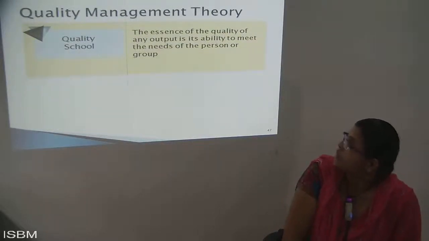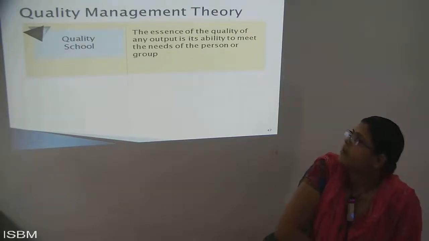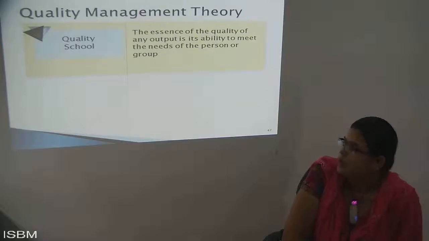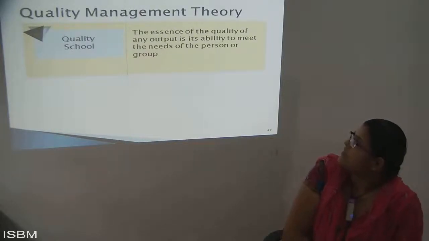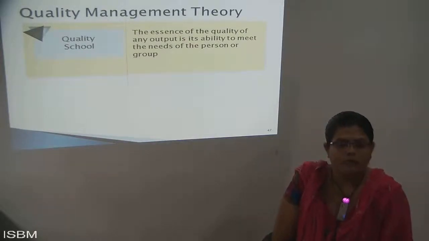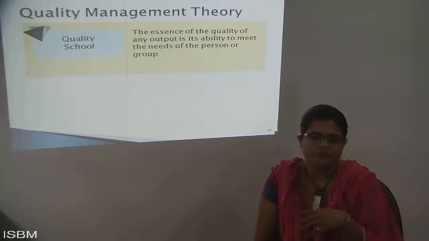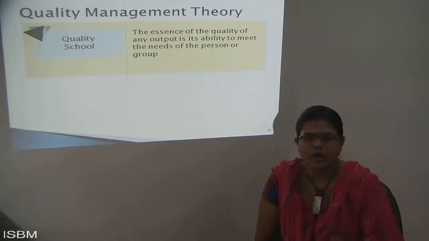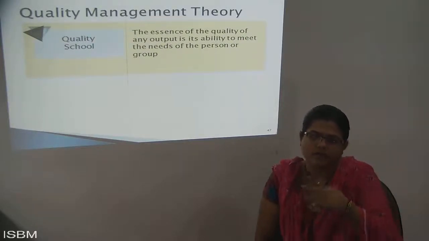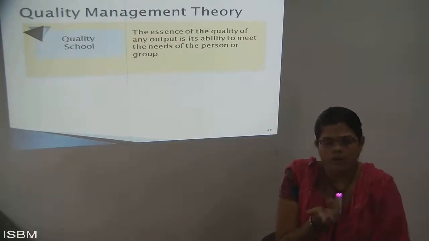Now there is one more theory, the quality management theory. In the quality theory it has been given that the essence of the quality of any output is the ability to meet the needs of a person or a group. How can you show quality? Quality is when I give a certain output, when I give any kind of benefit to you. That is one type of quality.